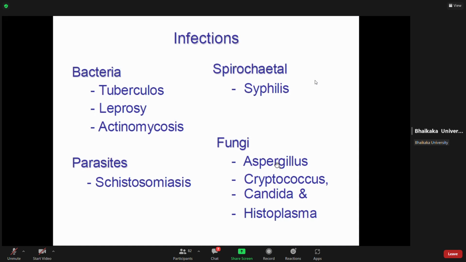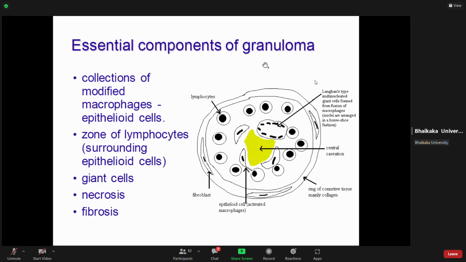Then we come to essential components of granuloma. This is very, very important. Granuloma consists of which components? Number one, macrophages. You can say they are either modified or activated macrophages, and when they are present in granuloma, they are named as epithelioid cells. So epithelioid cells are nothing but activated macrophages.